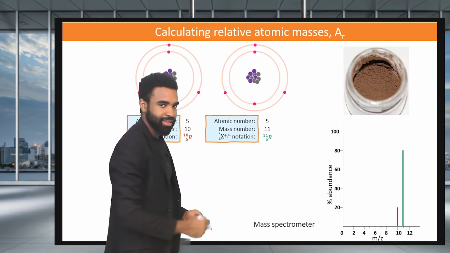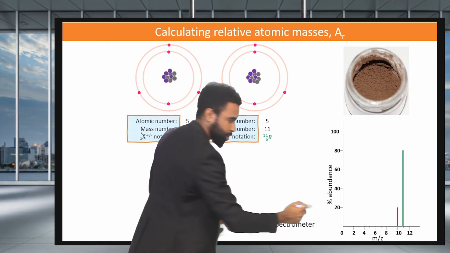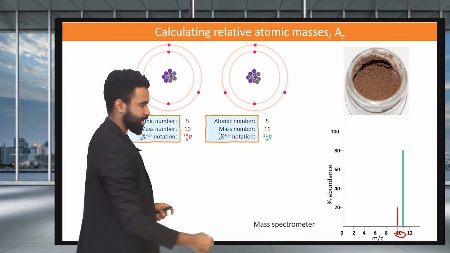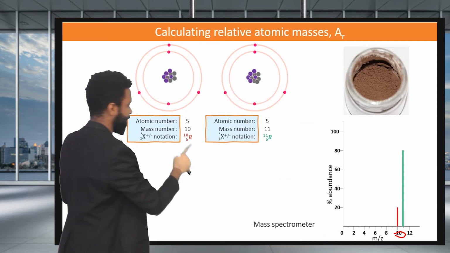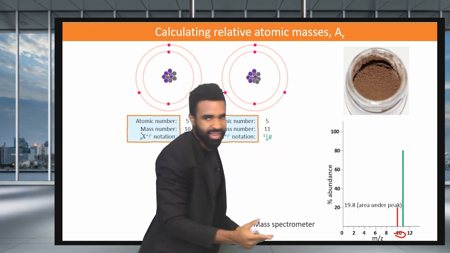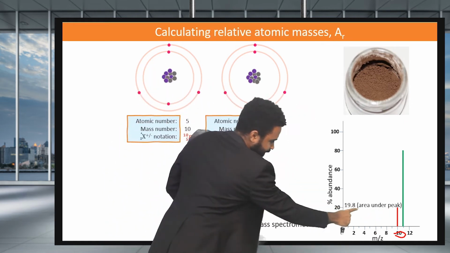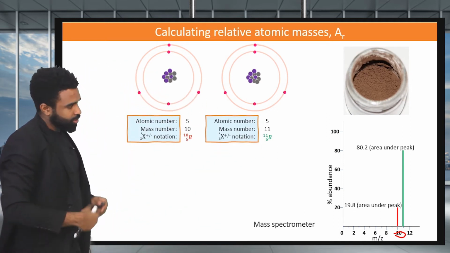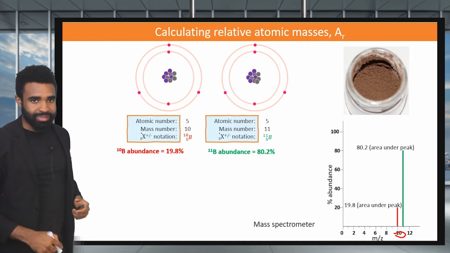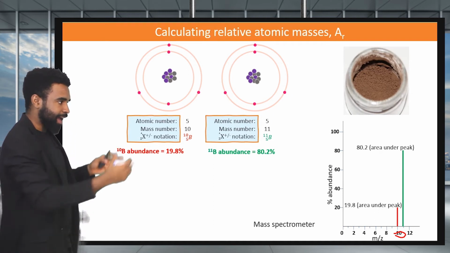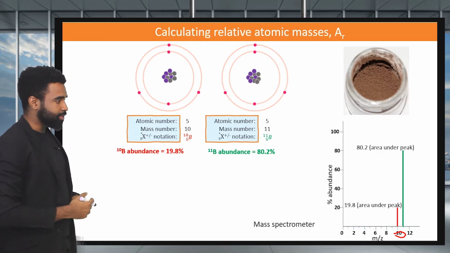And the graph is basically just a bar chart. So you look here on the m/z axis, and you can read out the mass number. So we see that the thing with a mass number of 10 has an area under the peak, or basically the height of that line, of 19.8%, and the other one of 80.2%. So now we know the relative abundances of these guys, and just like with the basketball players, we can calculate the actual weighted average of these masses.